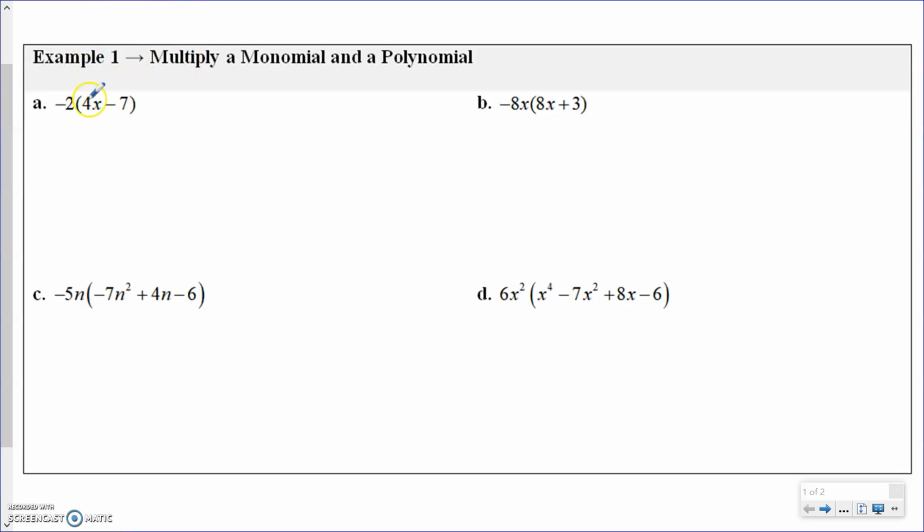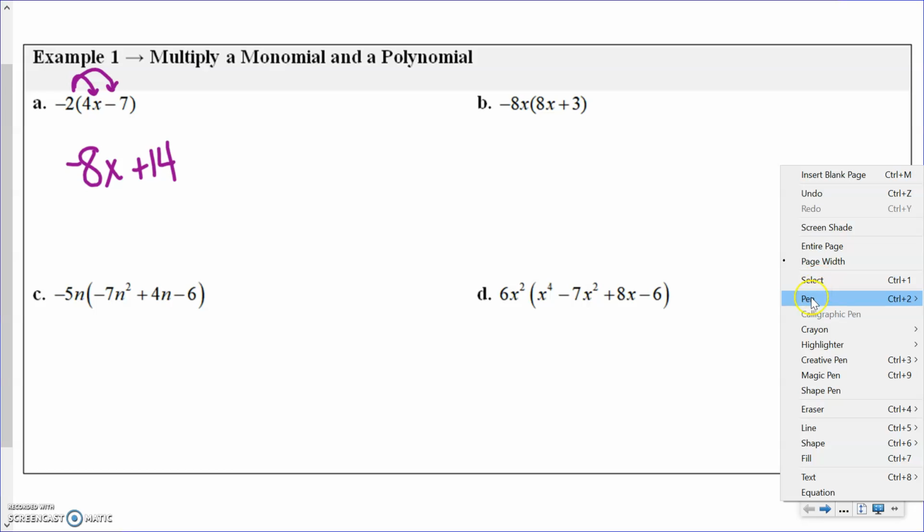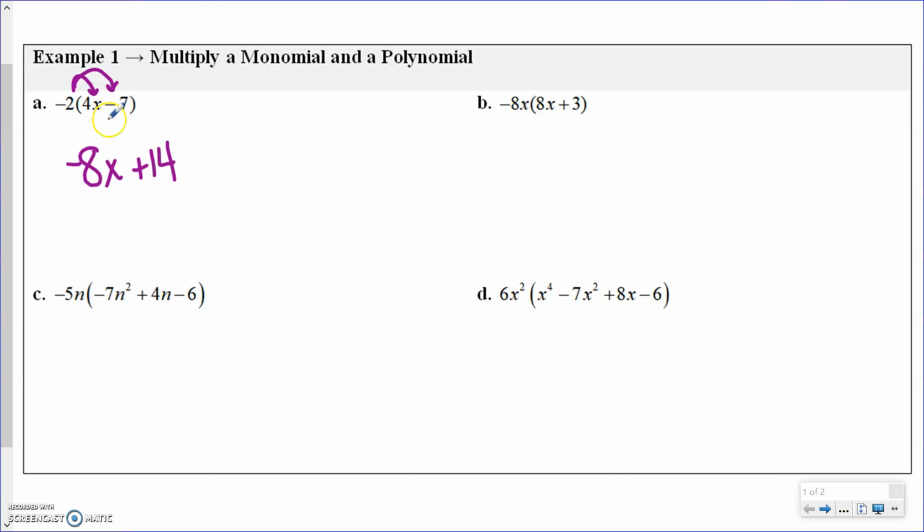So what I'm going to do for all of these is distribute. So I'm going to do -2 times 4x and -2 times -7. So -2 times 4 is -8, and then my x comes along for the ride. And -2 times -7 is +14. So in that case, I didn't have to worry about my variables at all because there wasn't a variable with my -2. For the second one, I'm distributing -8x. So since there's a variable there, I have to pay attention to that.